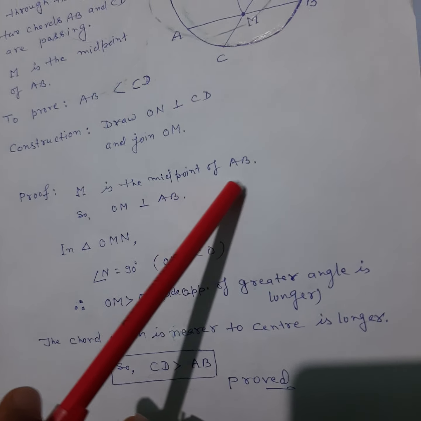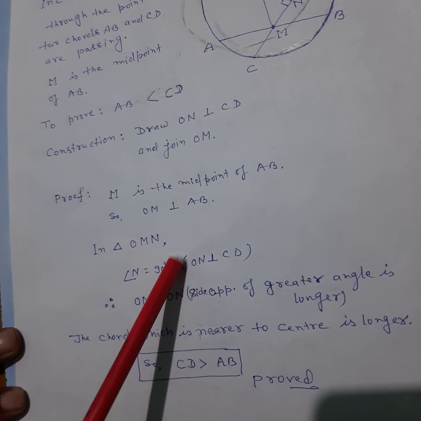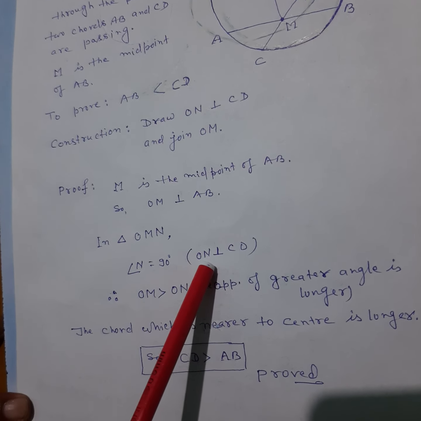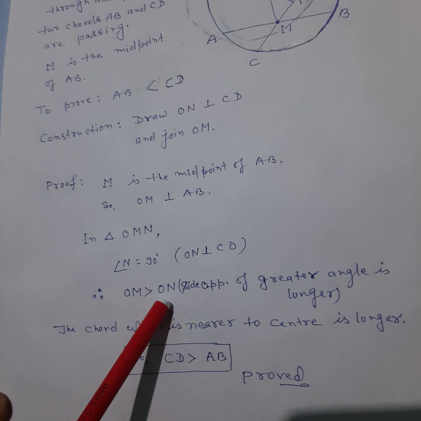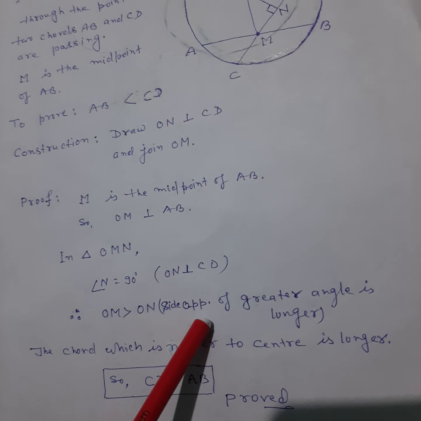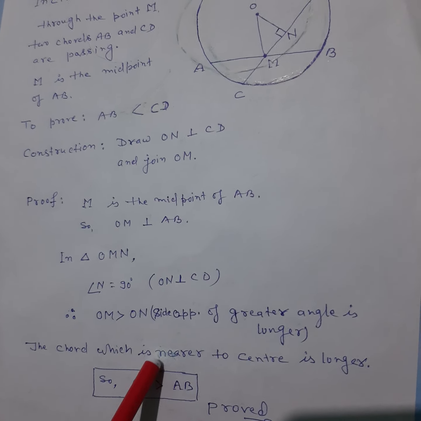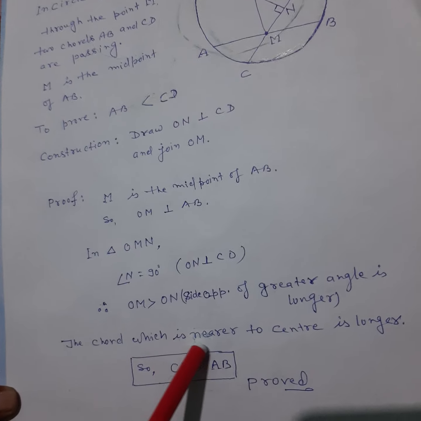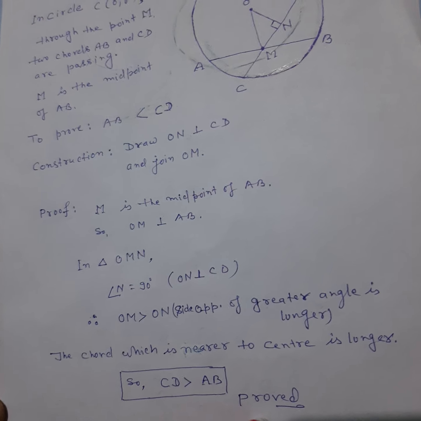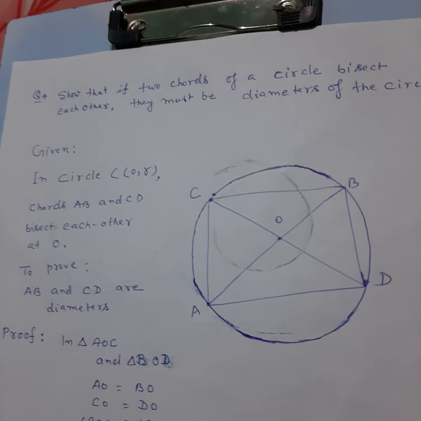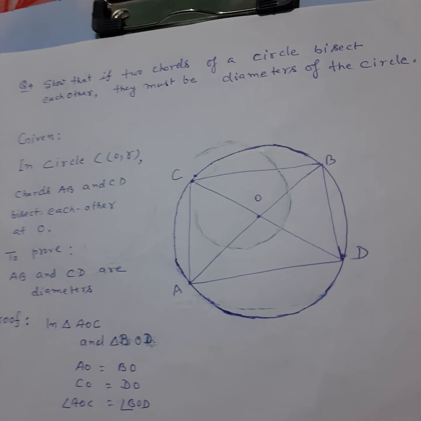Proof: M is the midpoint of AB, so OM is perpendicular to AB. Now in triangle OMN, angle N equals 90 degree because ON is perpendicular to CD. So OM is greater than ON because the side opposite the greater angle is longer. The chord which is nearer to the center is longer, so CD is greater than AB, that is AB is the smallest chord.